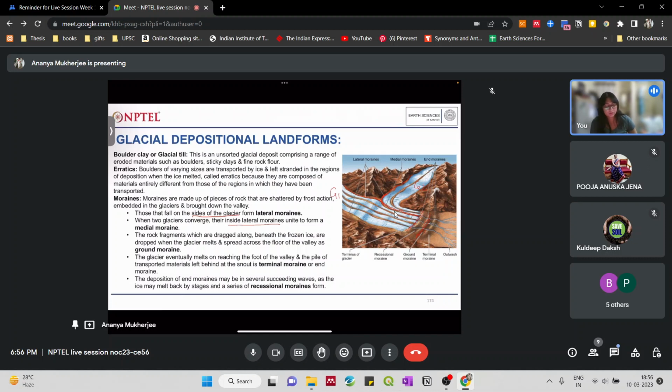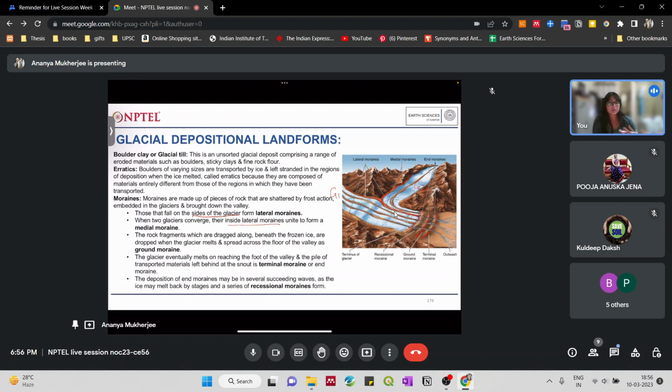Then you have terminal moraine. Terminal moraine is at the end of the glacier. Some call the end of the glacier a snout. The glacier eventually melts, and that is the last point where the glacier was. Then it melted, and the deposition that happens along the snout of that glacier is called the terminal moraine.